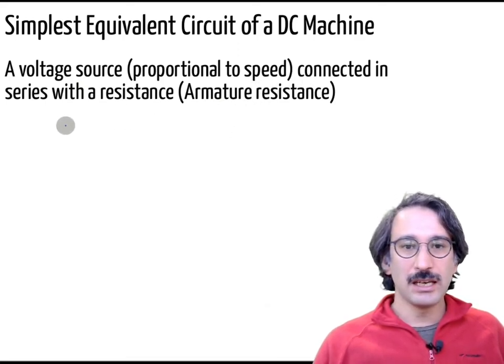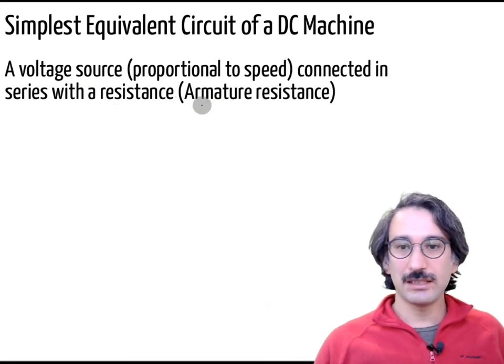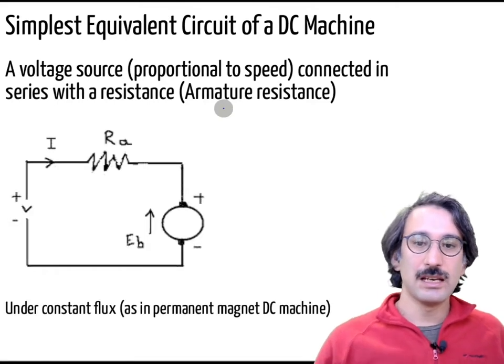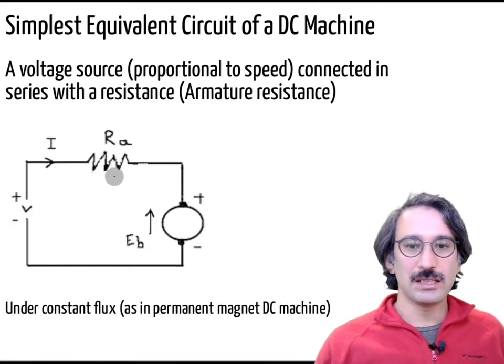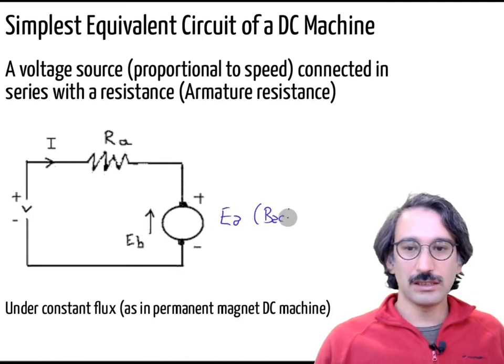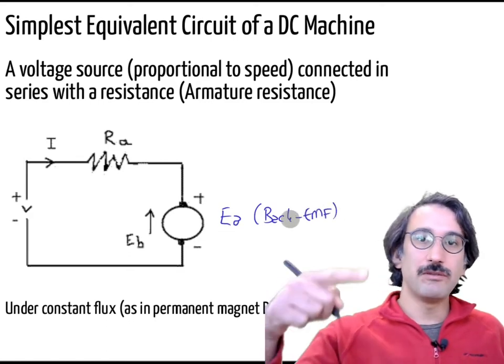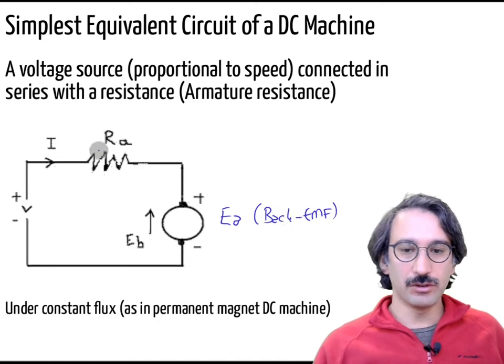and they are connected with a resistance, which is the armature resistance, and the usual convention is like that. So we have the EA, which is also called the back EMF, or the induced voltage with respect to rotation of the rotor.